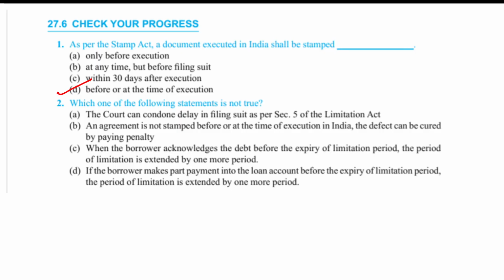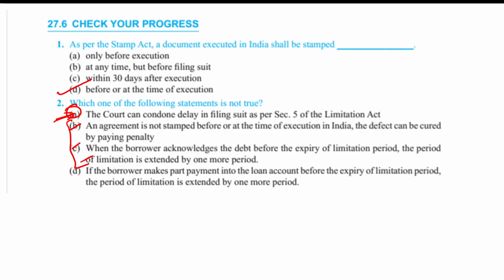When the borrower acknowledges the debt before expiry of the limitation period, the period of limitation is extended by one more period. If the borrower makes part payment into the loan account before the expiry of the limitation period, the period of limitation is extended by one more period. So these three are correct. B is correct, C is correct, and D is correct. So these are true, leaving us statement A. Even if we don't know the correct answer, we can eliminate options. So A is the correct answer for this question.